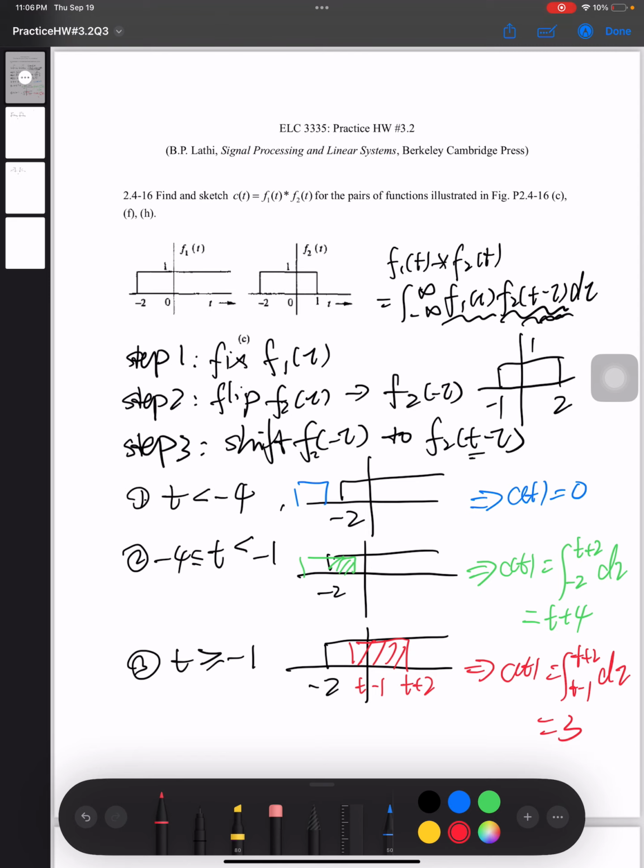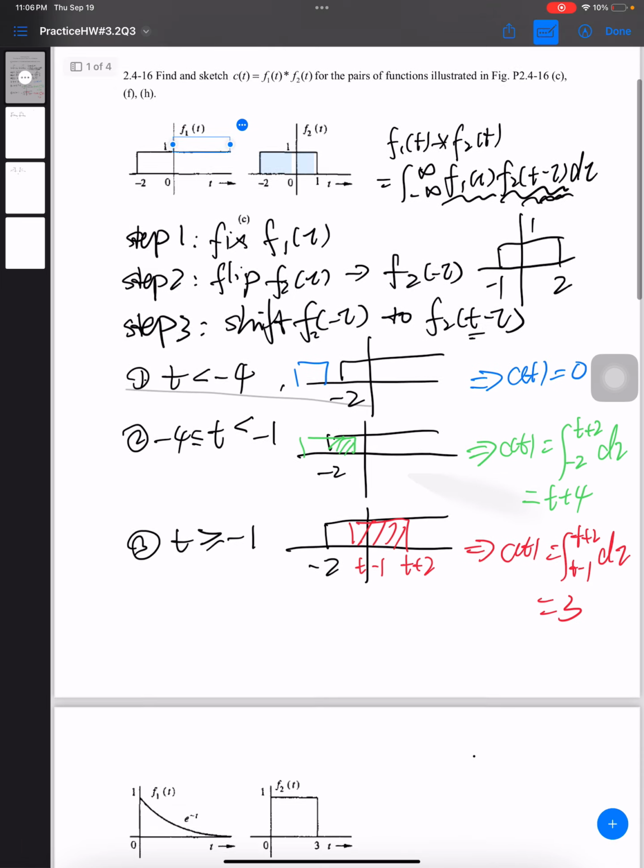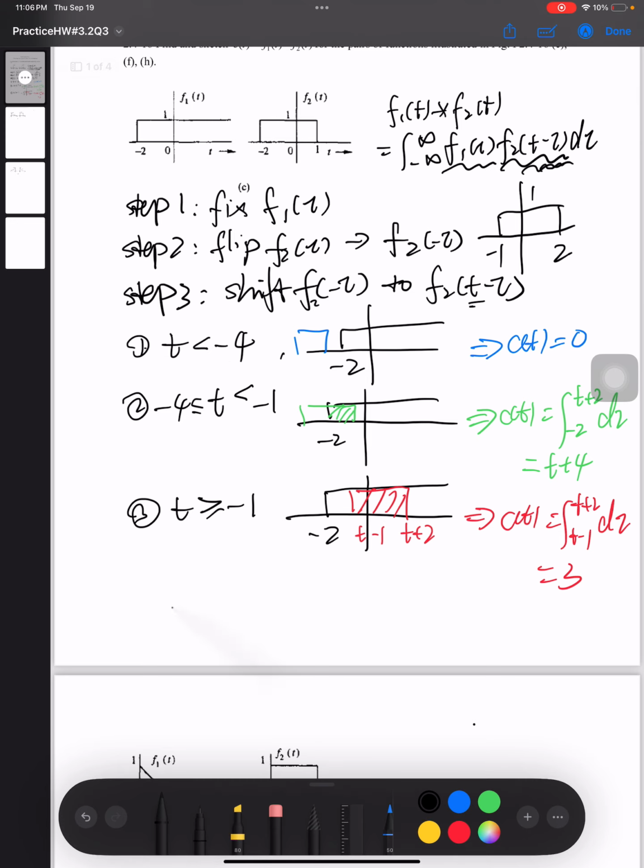Then if we plot it, we can see it's just minus 4 and minus 1. And if we plot it, at 0 it's 4 and 3. So this is 3. So that's the final answer.